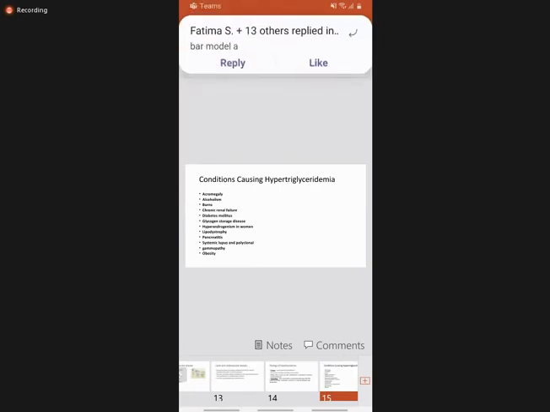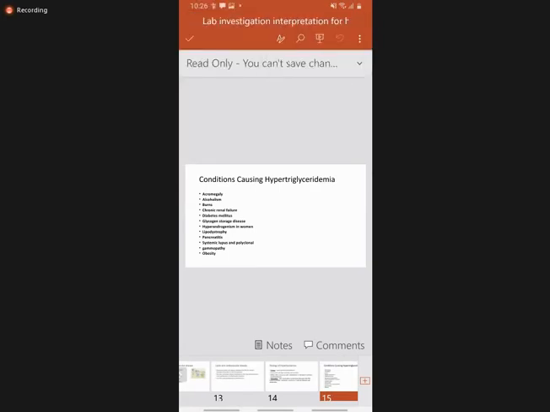Diabetes mellitus, glycogen storage diseases, hyperandrogenism in women, lipodystrophy, pancreatitis, systemic lupus, polyclonal gammopathy, and obesity. These are all the causes of hypertriglyceridemia. Whereas on the next slide, we have the causes of hypercholesterolemia.